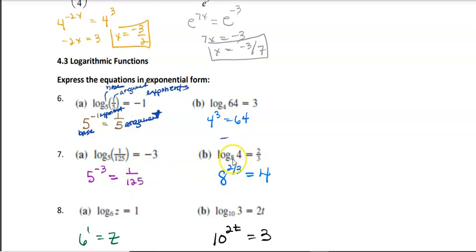Here's another one. The base is 8. So you put your 8 down. Logs equal exponents. Here's your exponent, 2/3. And this has to equal the argument, which is the term after the word log.